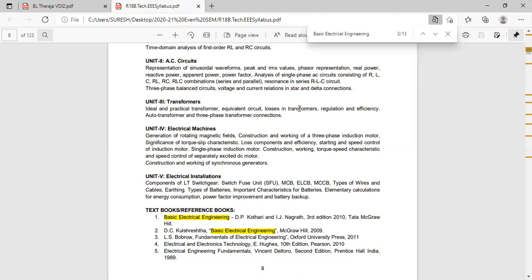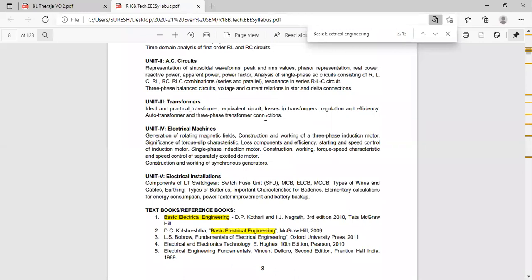Losses in transformer. Copper loss and what is the next one? Iron loss. Copper loss is determined with short circuit test. Iron loss is determined with open circuit test. We have done losses. Regulation, we have explained the concept and problem. Efficiency, yesterday we have done. Concept, derivation and problem. Yesterday we had done auto transformers and problems we have completed on auto transformer.